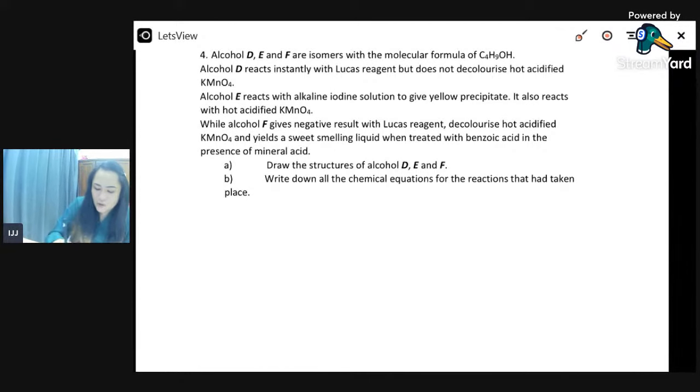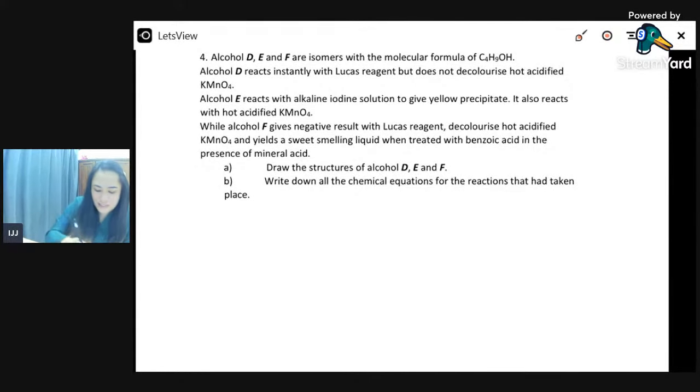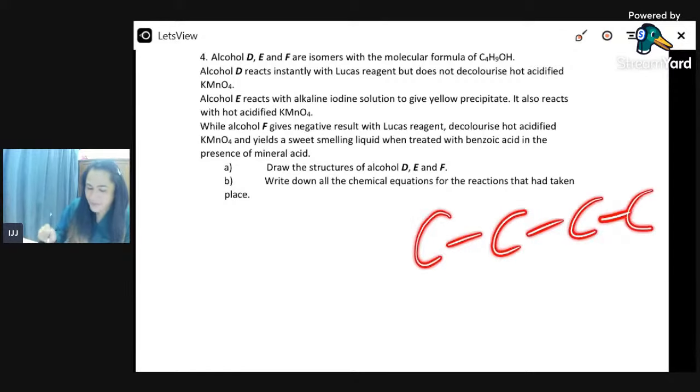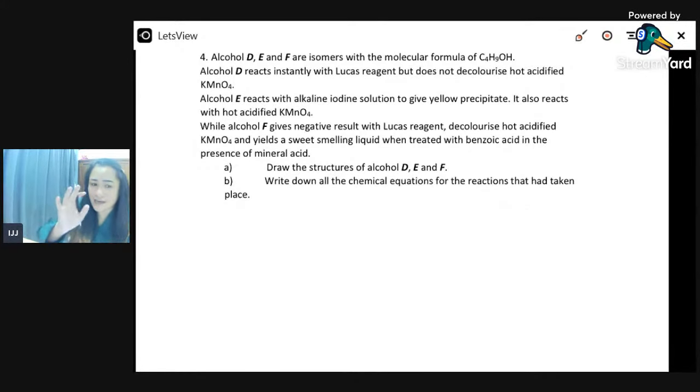So first, you know that alcohol D, E, F ni isomers. Maksudnya DEF ni semua ada 4 carbon, and then dia ada 9 hydrogen and 1 OH group. But you need to know the structure of DEF. So you read one by one because jangan kamu terus panik. Oh, banyak soalan, banyak sentence tu susah. Jangan, baca satu-satu and fahami satu-satu.